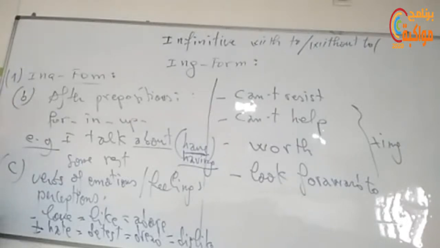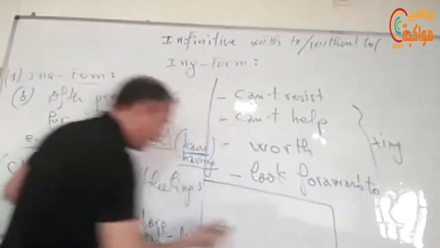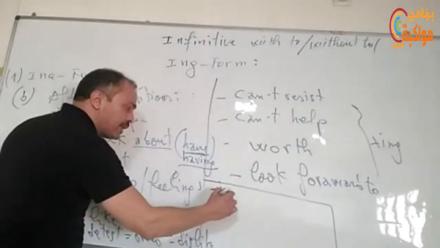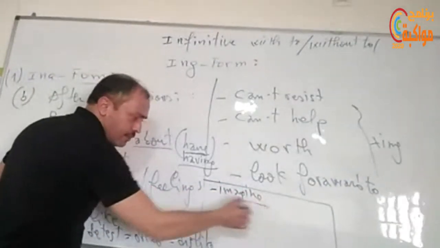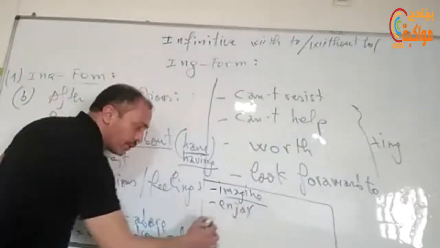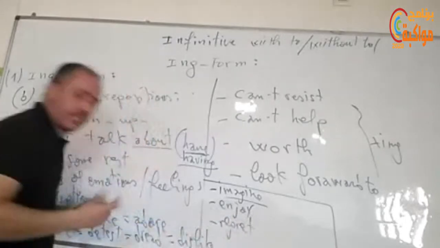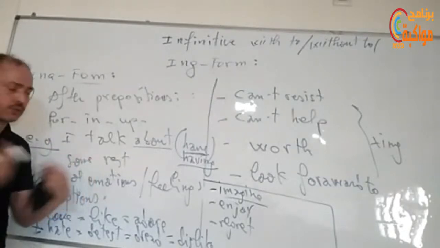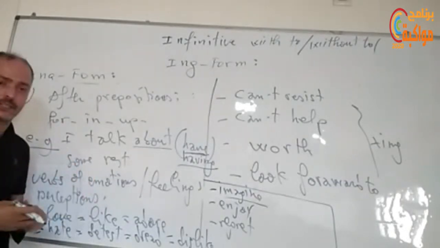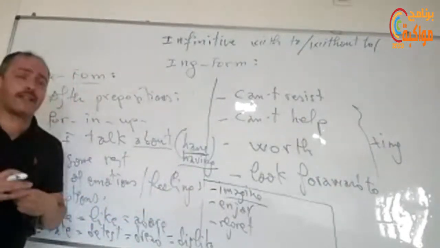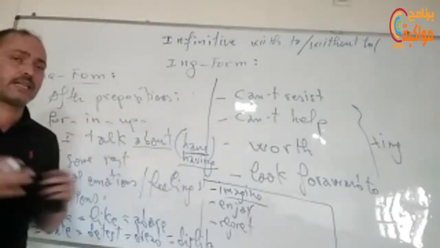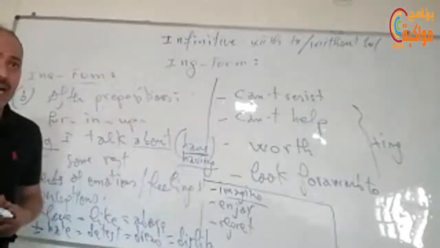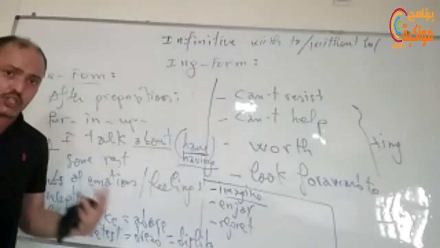Talking about other verbs, take two examples of verbs of emotions, feelings, and perception. If you see here imagine, enjoy, regret. I enjoy playing tennis. I enjoy doing new things. I enjoy visiting new places. Imagine, imagination: I imagine you flying, for example. And I regret, you regret is a feeling. You no longer like this situation, which means that I regret.